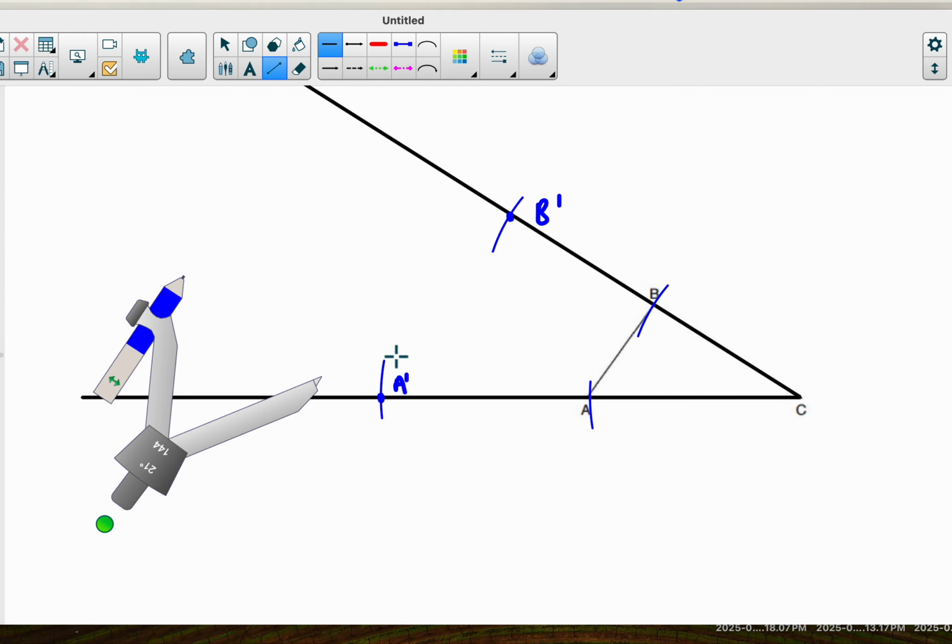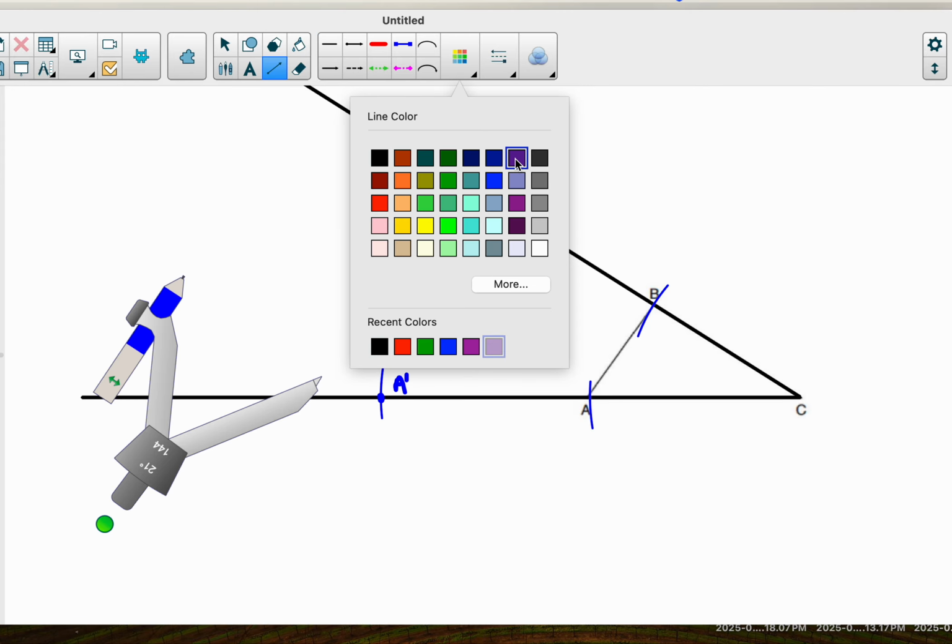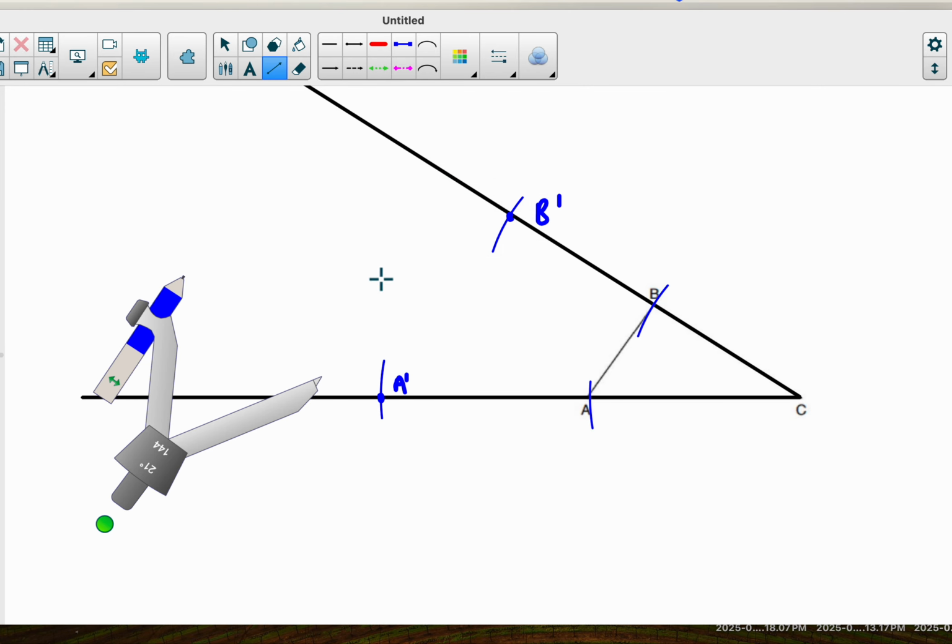Now, if I connect our image points together, A prime, B prime, and C prime, which is the original point C because it was the center of dilation, so it didn't change, notice how the new dilated triangle is double the size of the original. We increased it to double the size by taking each of the points and moving it double the distance from the center than it already was.